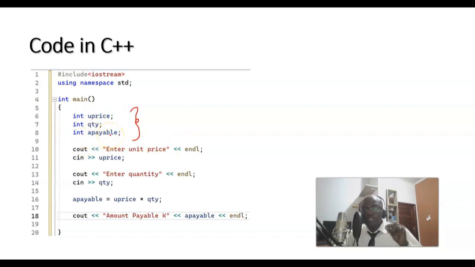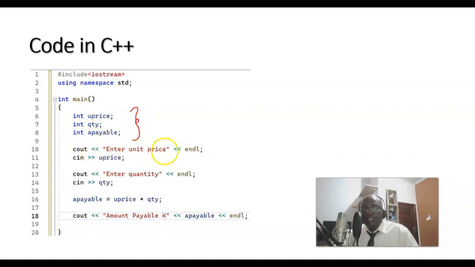So what you've just told the compiler is you want to reserve a location in memory which you want to call unit price. So in that location, when a user enters unit price, it will be entering this location called unit price, and we've given it the data type int, meaning only integers will be going in there. Int quantity, int amount payable, the same thing.